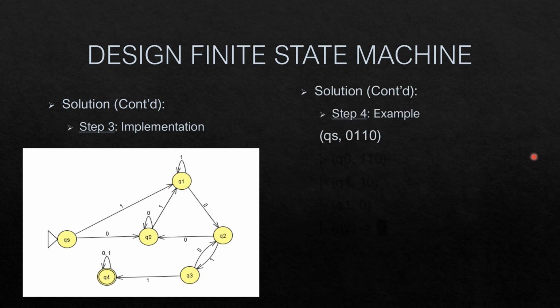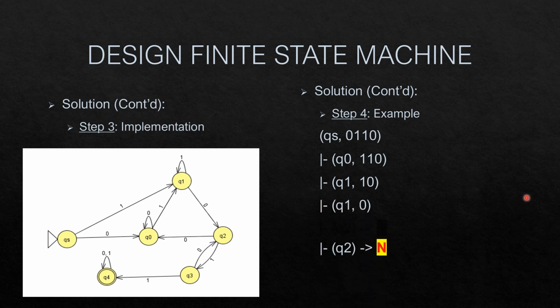Let us take QS, 0110. So what will happen? From QS, it will transit to Q0, from Q0 to Q1, from Q1 to Q1, and from Q1 to Q2, giving us the output as no, that it is not a valid input.